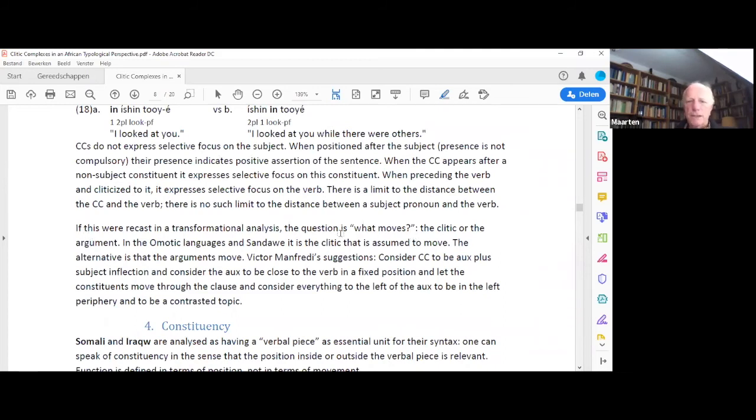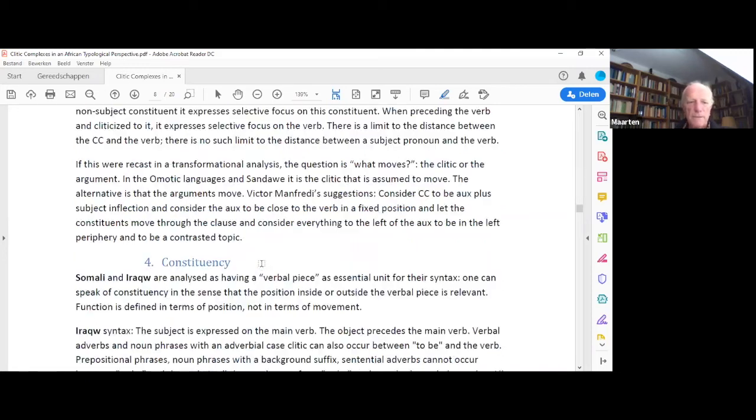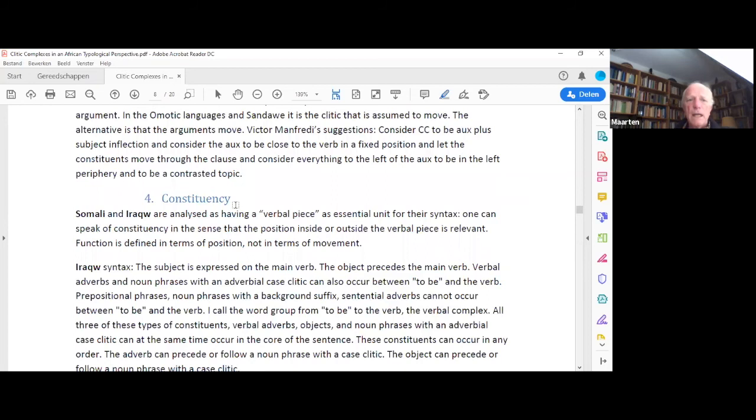And so, yes, in here I say, what moves, the clitic complex or the argument? And in some of the languages we talk about the clitic complex moving. Victor Manfredi, who works in the generative framework, told me, well, think about it from the other way around. And I think that is useful.